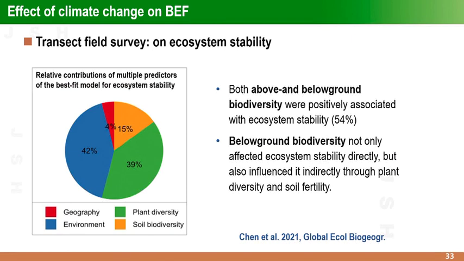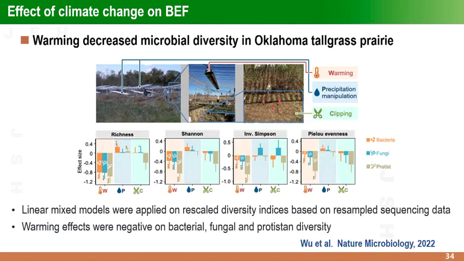So if we see the contribution, we find the plant diversity contributed 39% and the soil biodiversity about 15%. Both above and below ground biodiversity were positively associated with the species stability. The below ground biodiversity not only affected the ecosystem stability, it also influenced it through the indirect effect of the plant diversity. That's the result.